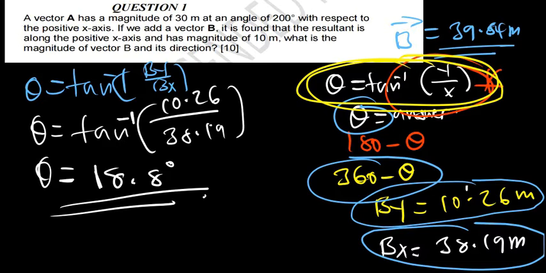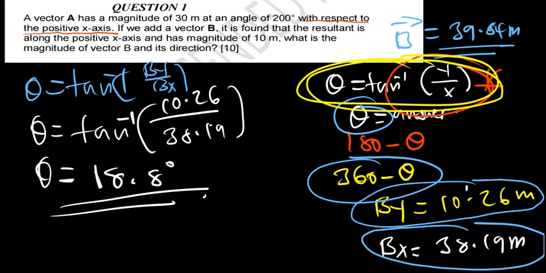So in short, the magnitude for vector B is 39.54 at an angle of 18.8 degrees with respect to positive x-axis. That's how you report it, okay? You just follow this. You have been given here, this was 200 degrees with respect to positive x-axis. You just follow that. Then you are going to say vector B has got a magnitude of 39.54 meters at an angle of 18.8.